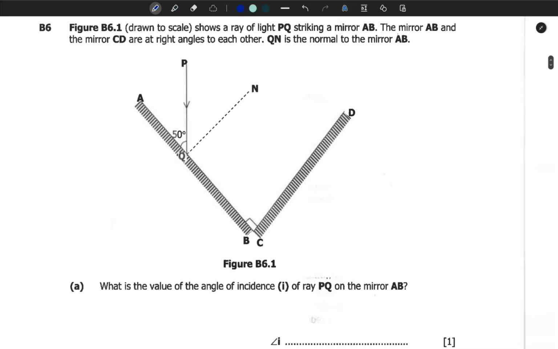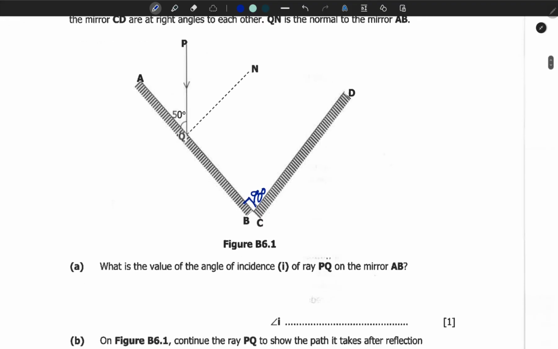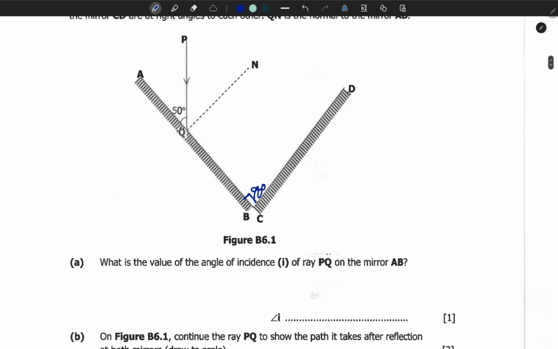We move on to question number 6. Figure B 6.1, drawn to scale, shows a ray of light PQ striking a mirror AB. The mirror AB and the mirror CD are at right angles to each other. QN is the normal to the mirror line AB. So right angle to each other means that here we have an angle of 90 degrees. What is the value of the angle of incidence I of the ray PQ on the mirror AB?